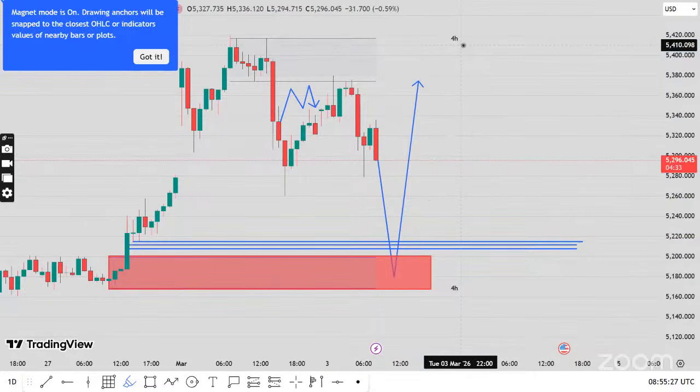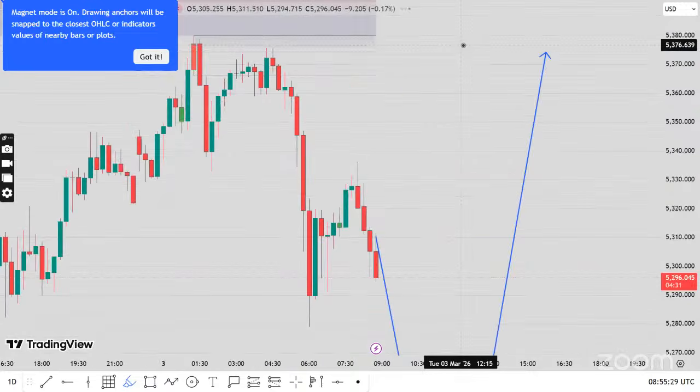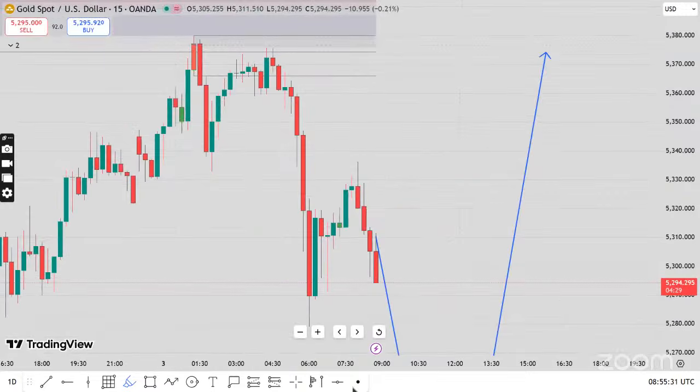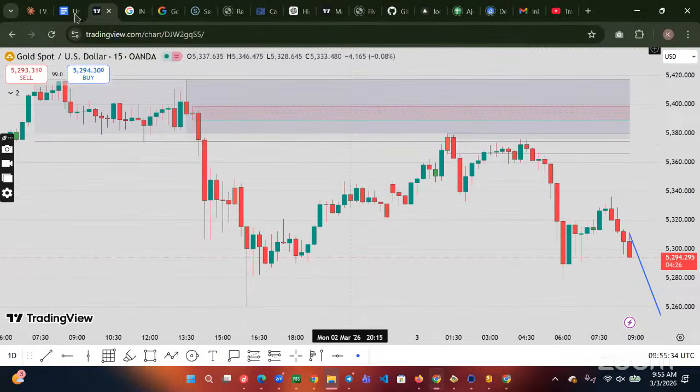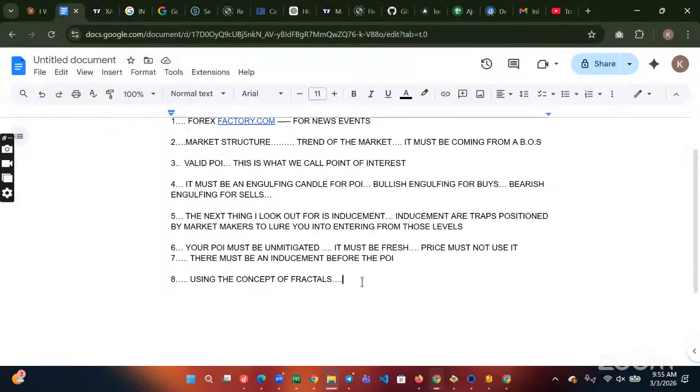So is gold currently meeting our criteria? Yes. Now we are not done. The next thing that must also be available is the liquidity sweep.